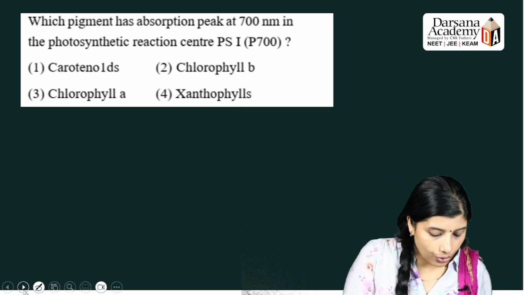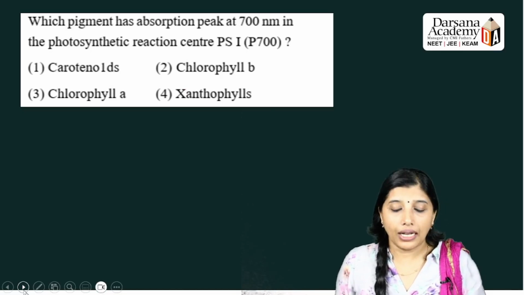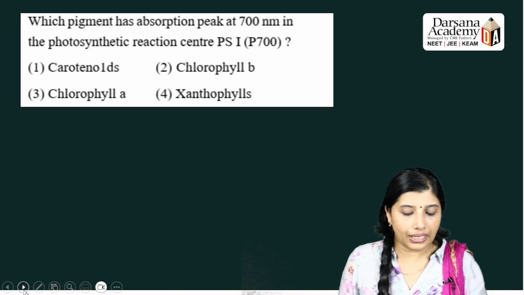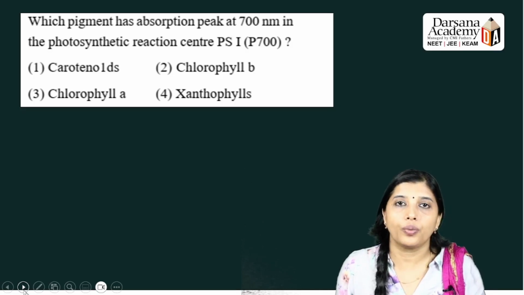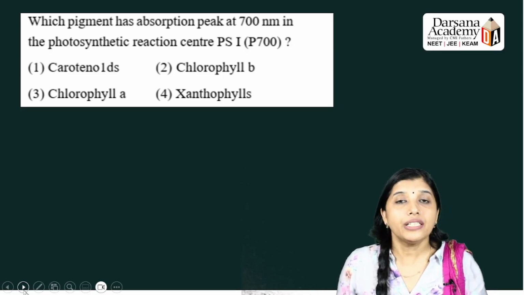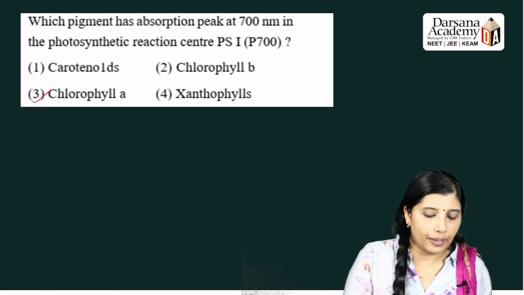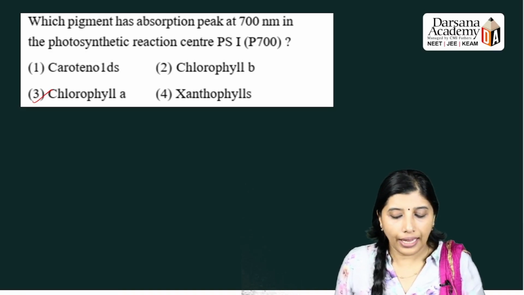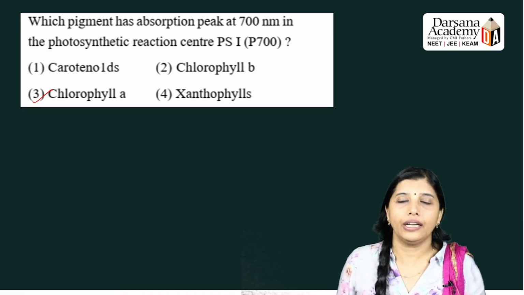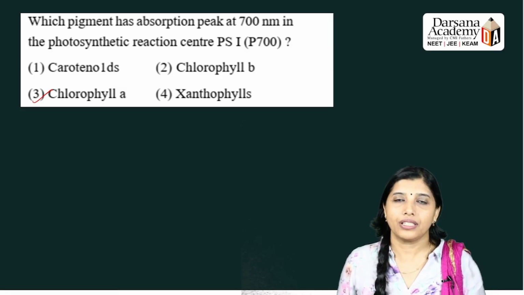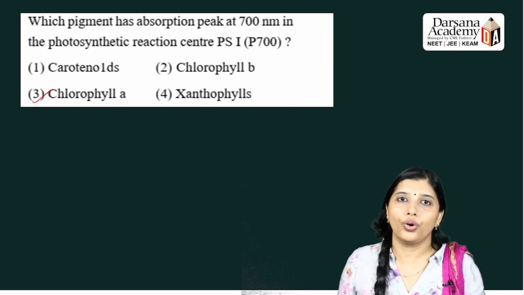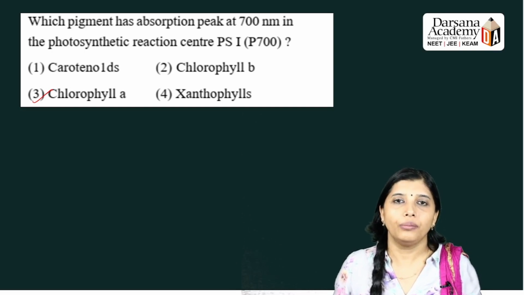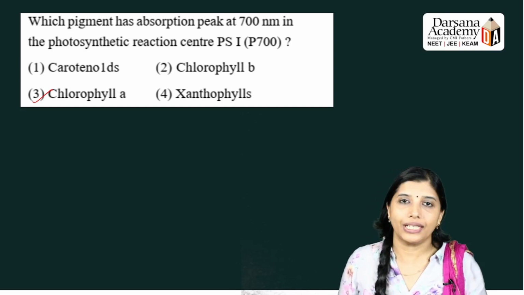And what about the next question? Which pigment has an absorption peak at 700 nanometer in the photosynthetic reaction center PS1? P700 and P680, PS1 and PS2, each has chlorophyll A as the reaction center. A single chlorophyll A forms the reaction center, and chlorophyll B and carotenoids are accessory pigments. Accessory pigments receive light and also protect chlorophyll A from photo-oxidation. The answer for this question is option 3.